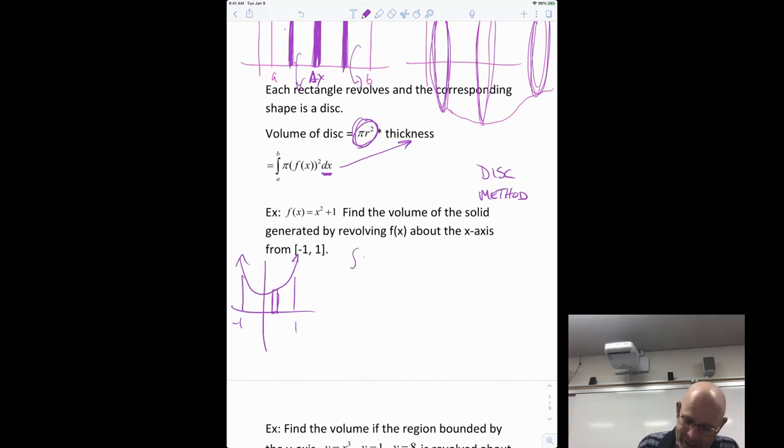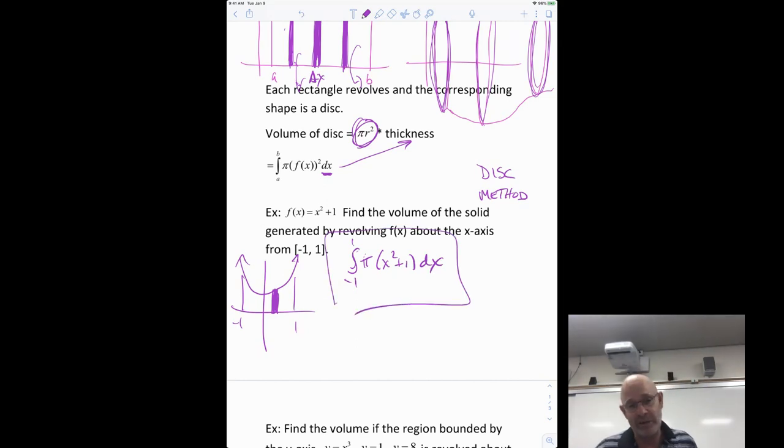So what we're doing is adding up all these rectangles. Remember, that's what that integral does. So we're integrating from -1 to 1. We got this pi now. Pi times the radius. The radius is just the height of that rectangle, which in this case is x squared plus 1, and times the thickness. That's all there is to it on this one. Now it's just an integral to set up.